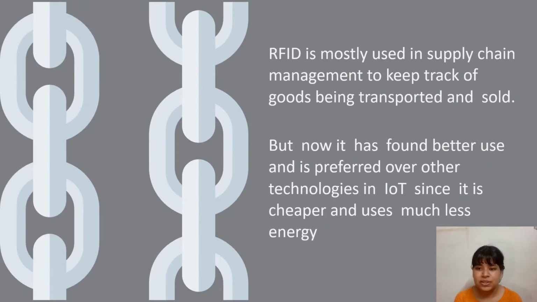RFID is mostly used in supply chain management to keep track of goods being transported and sold, but now it has found a better use and it's preferred over other technologies in IoT since it is way cheaper and uses much less energy.